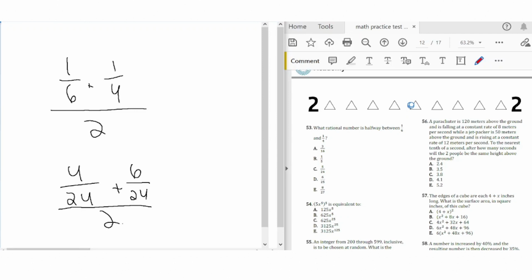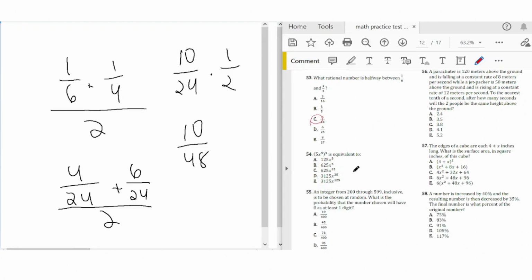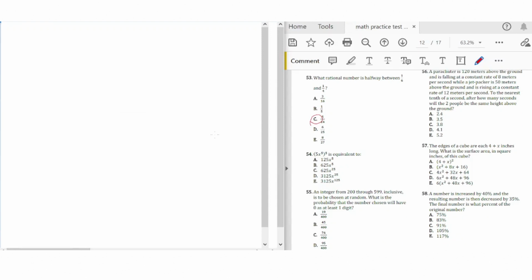Adding them together, you get 10/24 divided by 2. And this is 10/48. Dividing by 2, we have 5/24, which is C. Therefore, 53 is C.